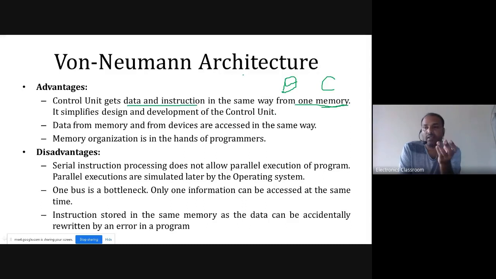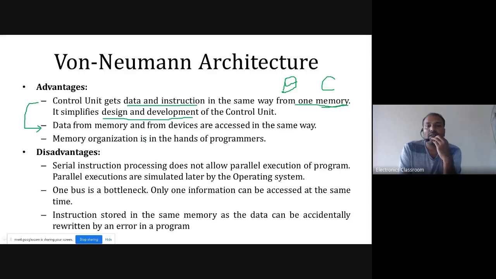Since both memories are the same, and data and address bus are going to be the same, it simplifies the design and development of the CPU. In case of Harvard, the design is a bit complex, so it will take more time as well as cost in its design. Then data from memory and from devices are accessed in the same way. So memory and devices can be accessed in the same way.